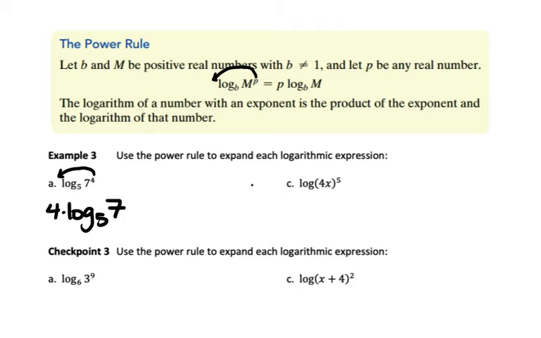We're going to skip part B and do part C. For part C, the 5 would move to the front. And so that would be 5 times log 4x.